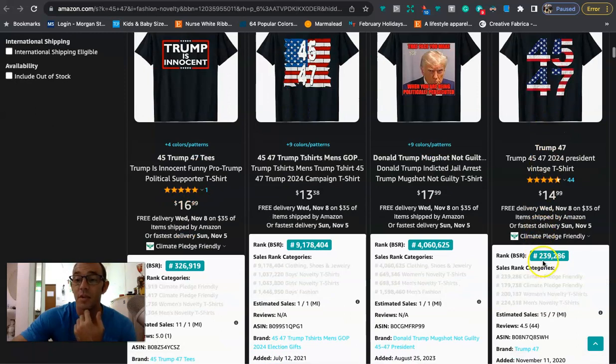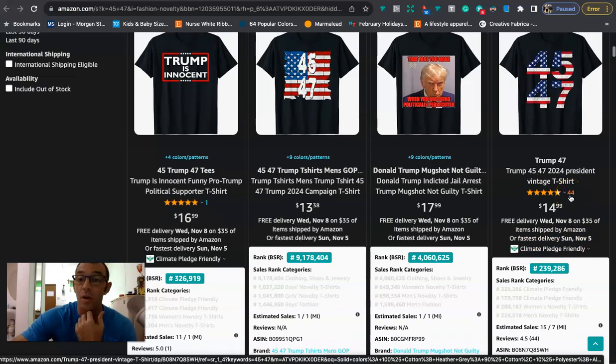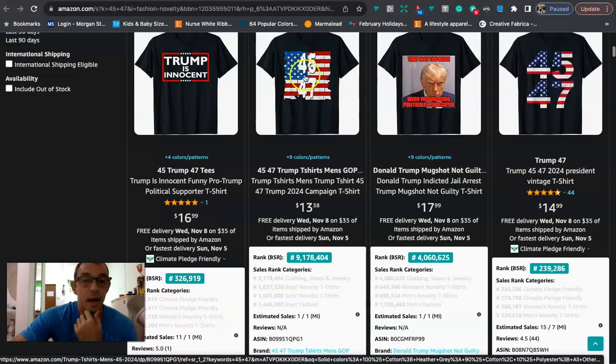You can see this one has a really good BSR, 239. It is in the Climate Pledge friendly category, but the reason this is probably selling so well is because it just has so many reviews, 44 reviews on one shirt. Wow, that's great. It's also at a low price as well, but this is an idea right here. But so you just basically do 45 and 47.